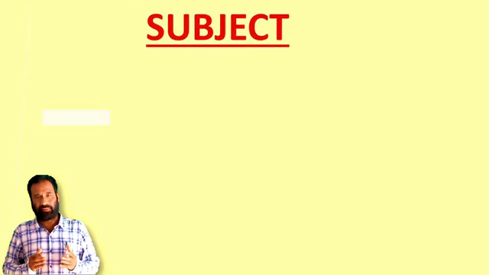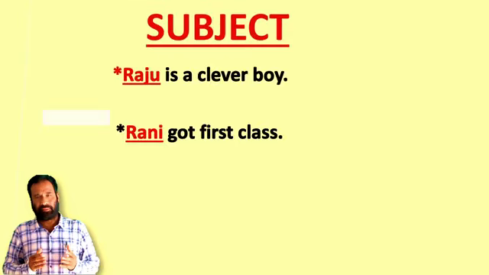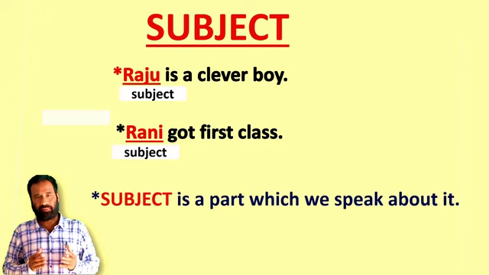Subject. Look at the sentences. Raju is a clever boy. Rani got first class. In the first sentence, the entire sentence speaks about the word Raju. So, it's the subject of the sentence. In the same way, in Rani got first class, the sentence speaks about Rani. So, the word Rani is the subject word in the sentence. So, subject is the word which the sentence speaks about.